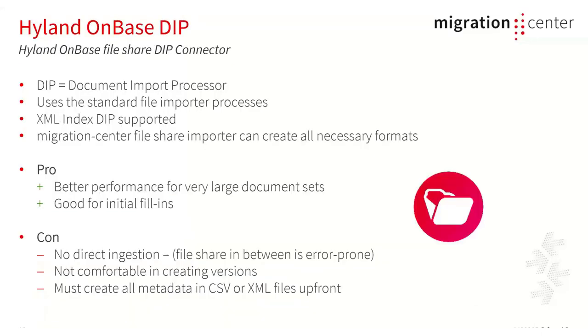Right, and with Hyland, it is well known that Hyland OnBase has a DIP processor, the document import processor. So that means you have a bunch of files in a file system. You can also add CSV or XML files with metadata to it, and then you start the process. You configure the process in Hyland in the configuration tool, and then you start the DIP process, right? And that's still a really useful tool. You can use it to initially fill your repository, or if you have a really large migration or large amount of documents, you can still use it.